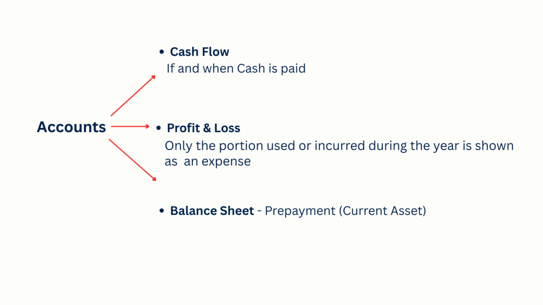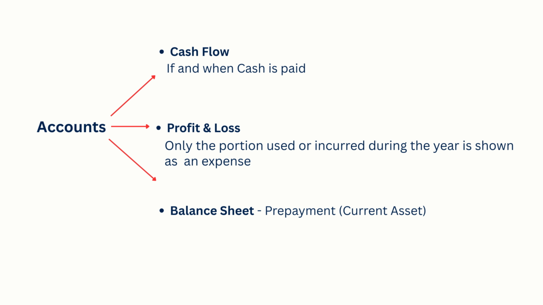Now let's look at the profit and loss account. The profit and loss does not show when cash is paid. It shows only the portion of the expense that is used or incurred during the period. For prepayments, that means we spread the cost over the months that receive the benefit. Each accounting period shows its own expense only.